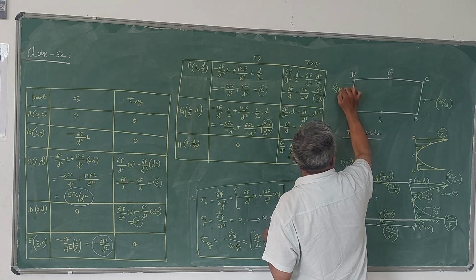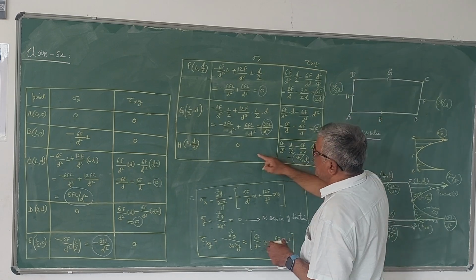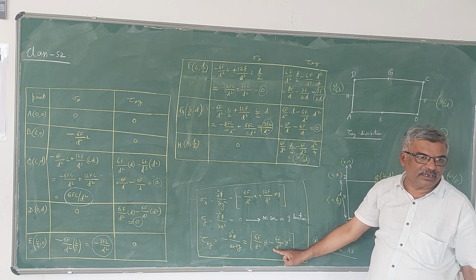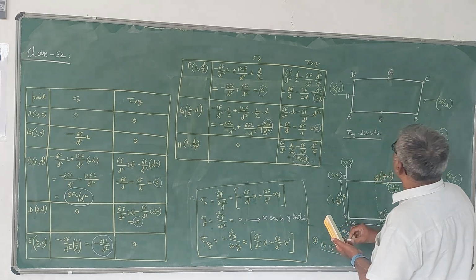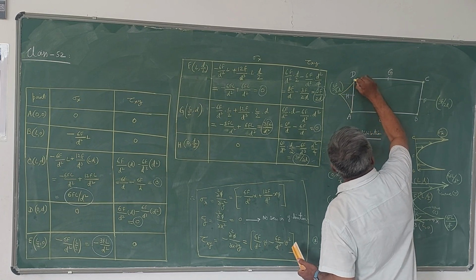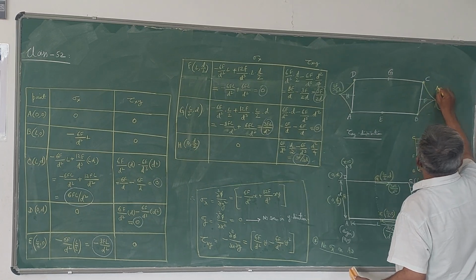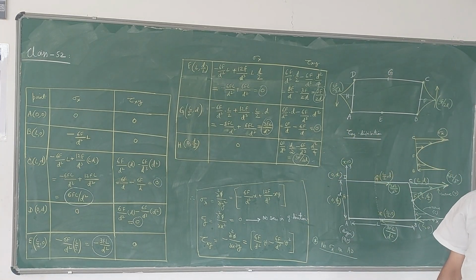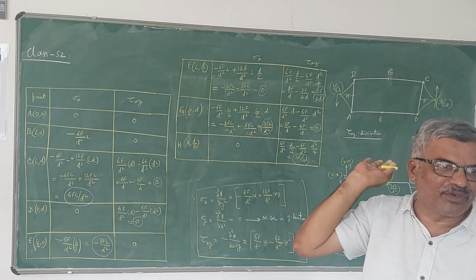It is 0 here, it is 0 here, and the variation is parabolic. It varies with respect to y in a parabolic manner. That means it will be like this, like this. But this will be acting like this, shear stress, normal stress. Since it is 2-dimensional, we have to show it like this only.